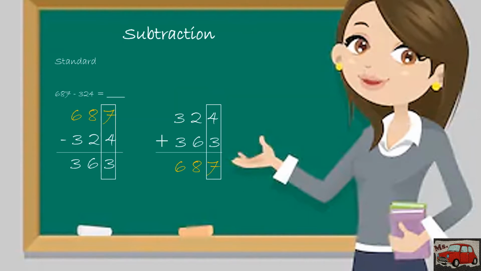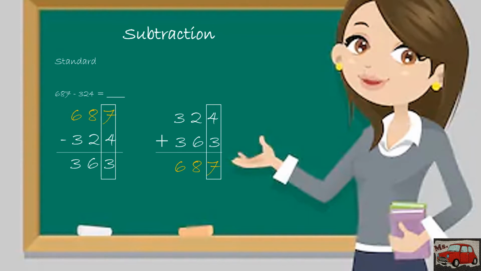Okay, so let's do the subtraction. First, we're going to use the standard way. I have here 687 minus 324. Again, like addition, you need to line them up according to their place value. So, start with the ones so that the other numbers automatically line up. So, in the ones place, I have 7 and 4. So, 7, I will subtract 4, then 3 is left. Next, 8, I will subtract 2, 6 is left. 6, I will subtract 3, 3 is left. So, the answer is 363.